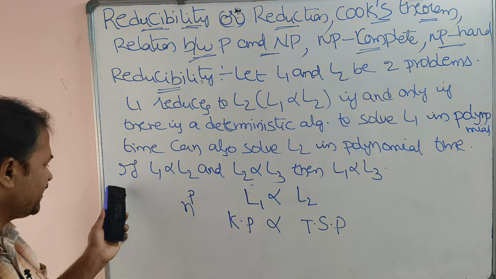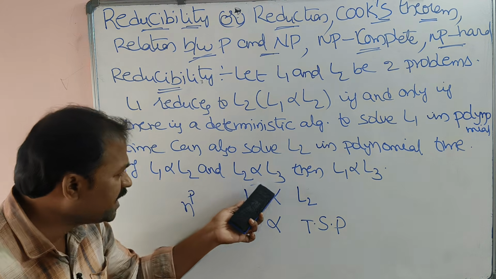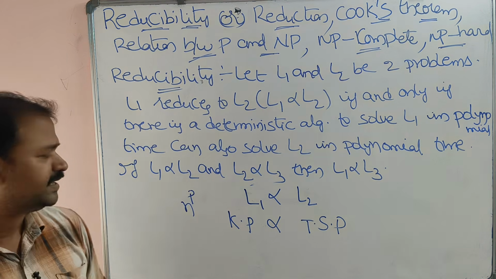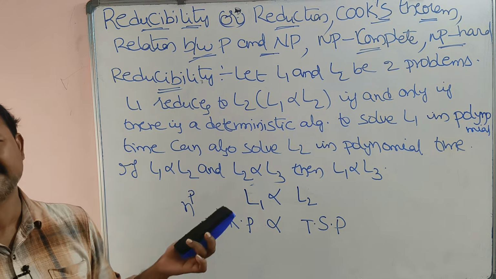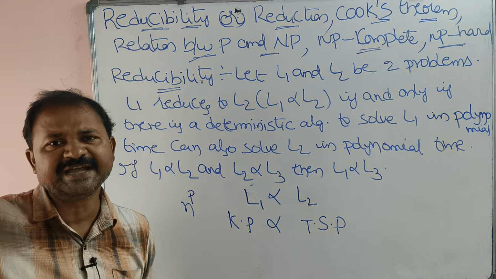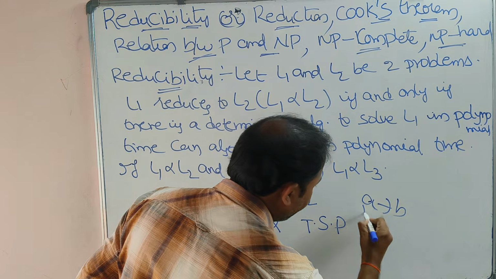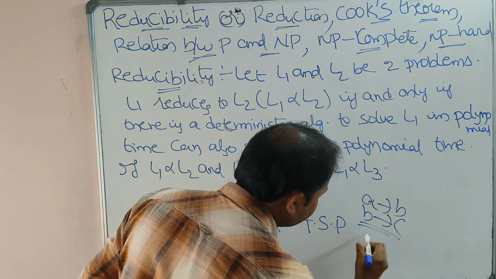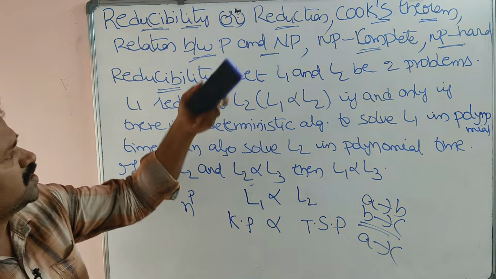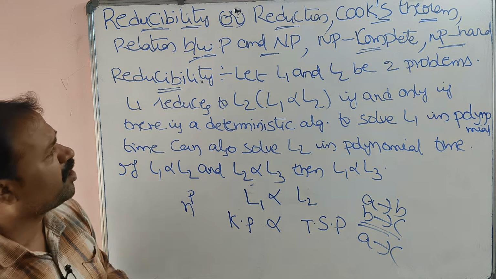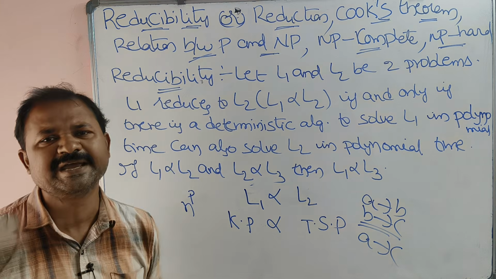Here we have a property. If L1 reduced to L2 and L2 reduced to L3, then we can say that L1 reduced to L3, the transitive property. If A tends to B, B tends to C, then we can say that A tends to C. So this is about what is reducibility or reduction. Now let's see about Cook's theorem and the P and NP problem.